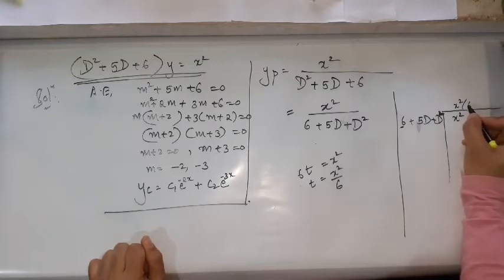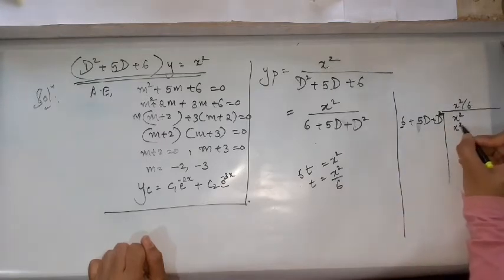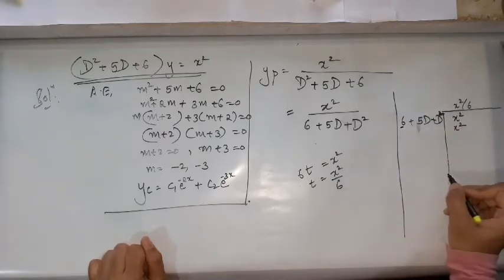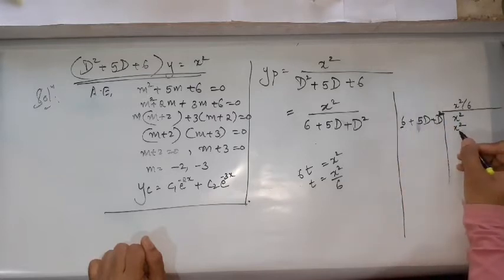Now multiply this to this. So x square by 6 into 6 becomes what? x square. Write it below. x square by 6 into 6 gets you x square. 6 gets cancelled. You get x square.